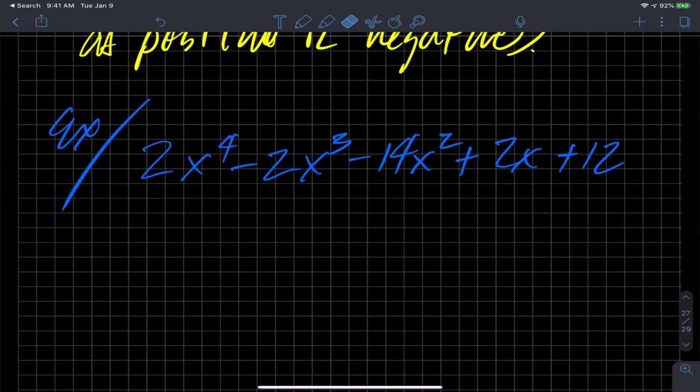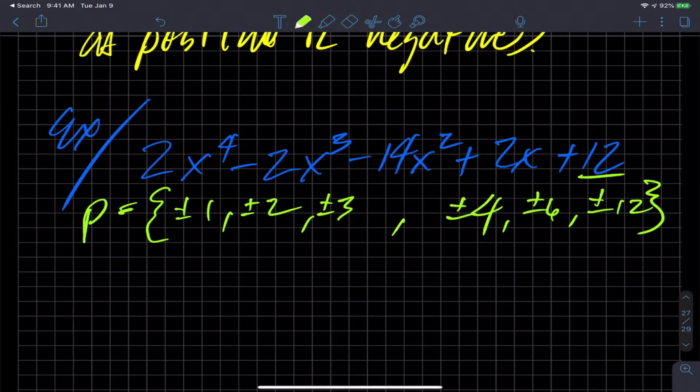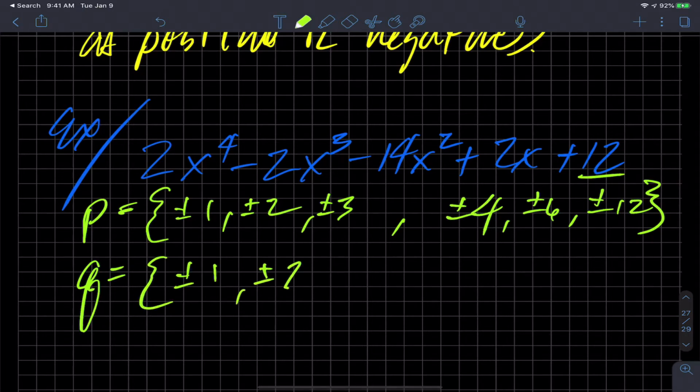So one of the first things we want to do, as Descartes showed us, is take our infinitely many list of x's and narrow that list down, at least for the real possible zeros. And we find our p's. Remember, the p's are the factors of 12. So it's a set of numbers: plus or minus 1, plus or minus 12, plus or minus 2, plus or minus 6, plus or minus 3, plus or minus 4, and that's it. Our q's are the factors of the lead coefficient. In this case, it's plus or minus 1 and plus or minus 2.